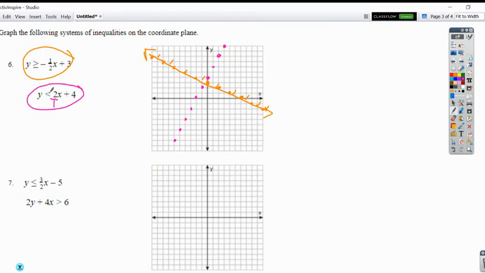Look at your inequality symbol to determine if this is going to be a solid or a dotted line. I do not have any equal to option. I do not have any inclusion. So this is going to be dotted or dashed on your graph.